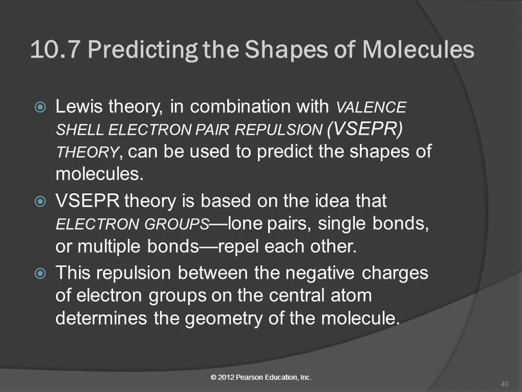One of the things about bonding theories like Lewis theory is it helps us to predict the shapes of molecules. So we're going to use something called valence shell electron pair repulsion theory, VSEPR. You can't really pronounce that very well, so we kind of switch the S and the E. We call it VSEPR theory, valence shell electron pair repulsion theory.